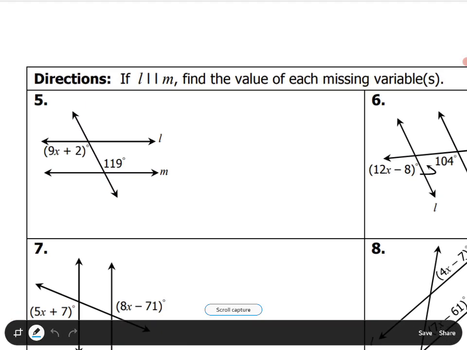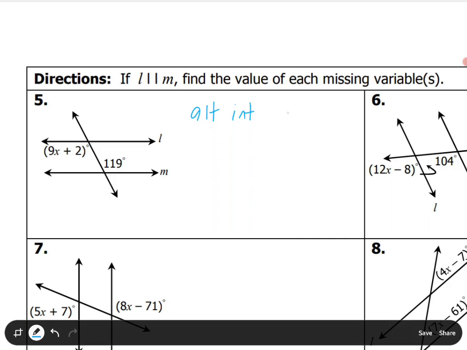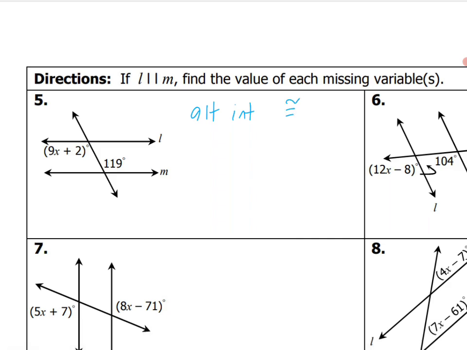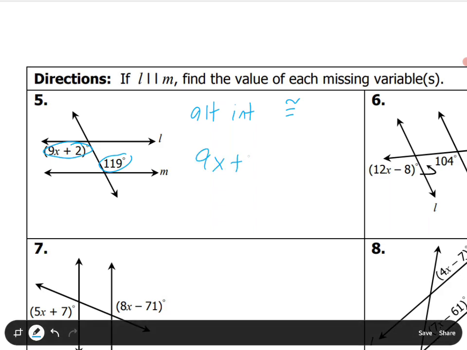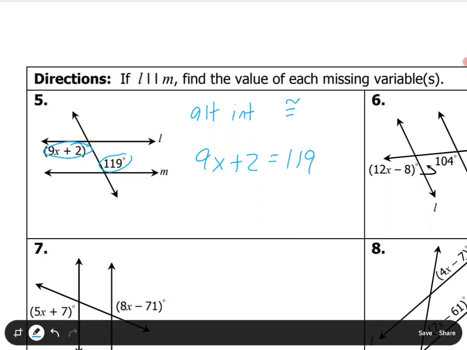Alternate interior angles for number 5, and alternate interior angles are going to be congruent. So I know that these two angles have to be equal to each other. So I'm going to set up my equation, 9x plus 2 equals 119. So now I just got to go through and solve it.